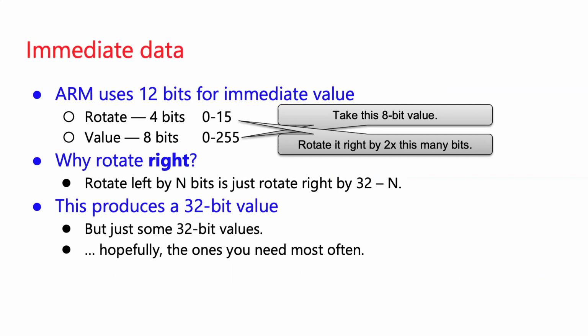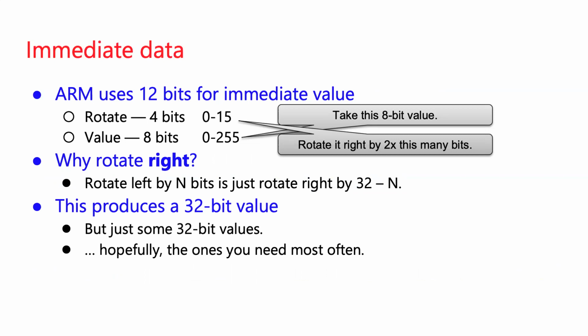And it's not just using a 12-bit number, it's doing what I'm trying to show here. Of those 12 bits, it uses 8 bits to specify a value. So it's got an 8-bit value. If you wanted to think of that as a number, it's a number between 0 and 255.